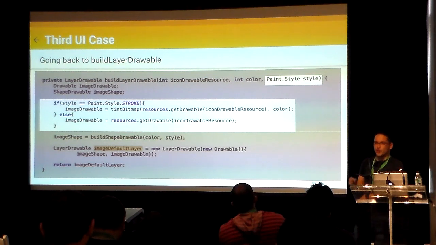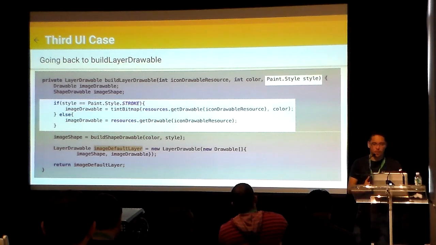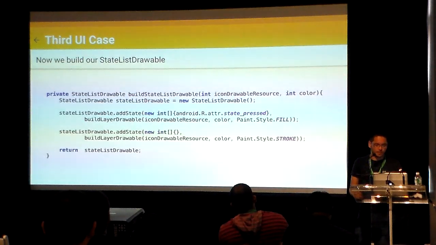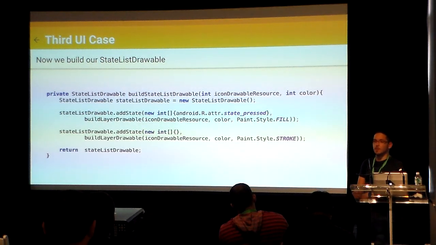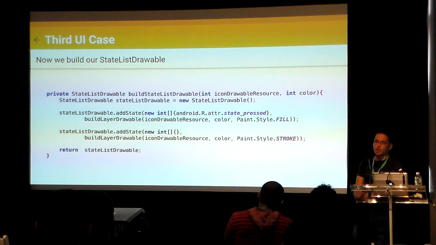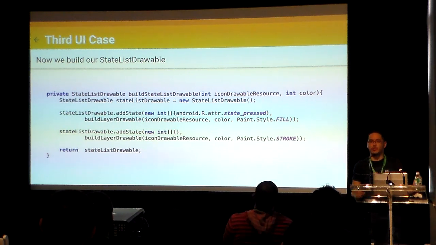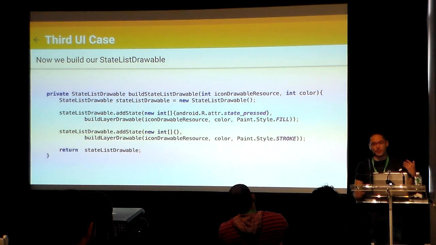But if it's not stroke, if the paint style is fill, that means I have the circle with the full color inside of it. So that means that I want my drawable to be just as it is. I want my drawable to be white, even though I want my shape drawable to be colored. And at the end, I'm going to build a new state list drawable, because now I want the pressed state to be different from the normal. And that's pretty straightforward. We just create a state list drawable, and we pass the state when it's pressed.